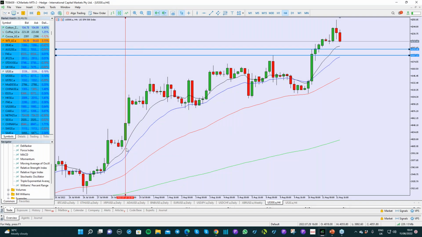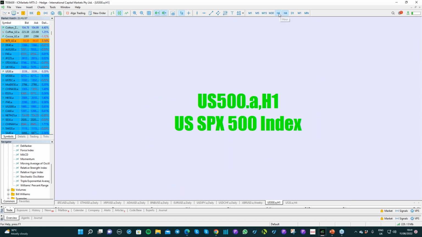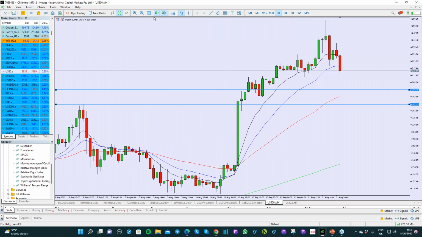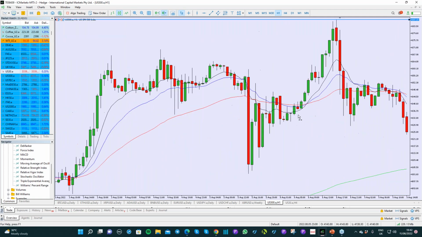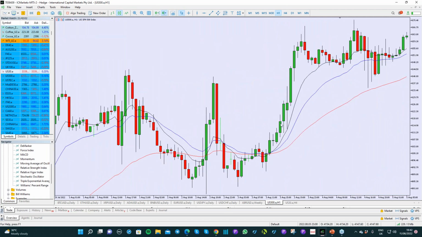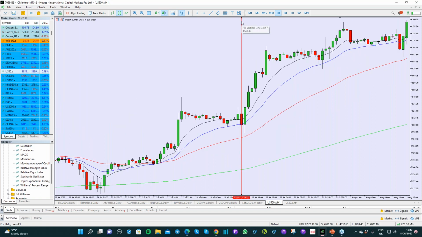I'm going to mark that point in there. It is the 28th of July, so I'm going to go down to an hourly time frame and see. Here we go. So on an hourly time frame, let me just get rid of that line there. So on an hourly time frame, I still have an uptrend.